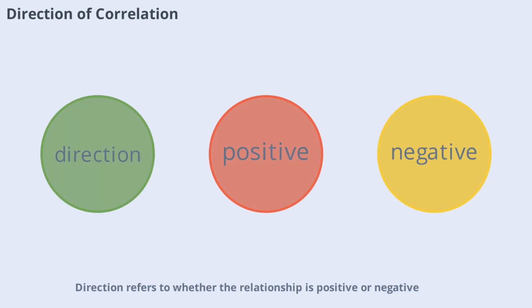Direction refers to whether the relationship is positive or negative. A positive direction means both variables move in the same way, while a negative direction means they move in opposite ways. Recognizing direction helps you understand the nature of the relationship and make better predictions based on your data.